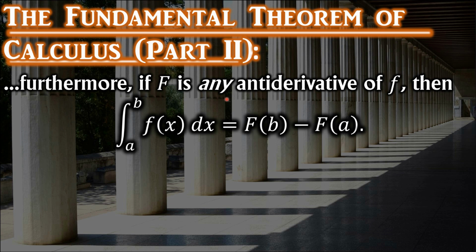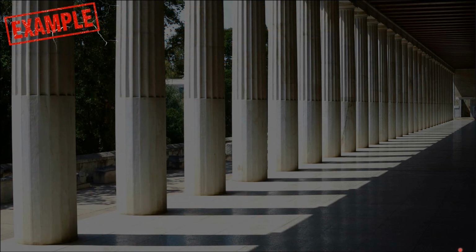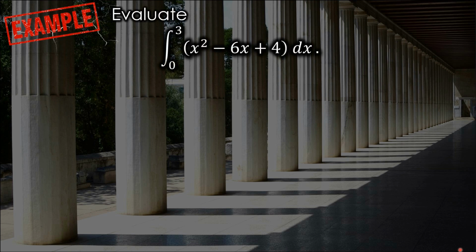I can take that antiderivative and just plug in b and plug in a and take the difference. And that is enough to give me the area under the curve. What a phenomenal theorem this is. Let me show you some examples. Here, let's evaluate this definite integral from 0 to 3 of x squared minus 6x plus 4.